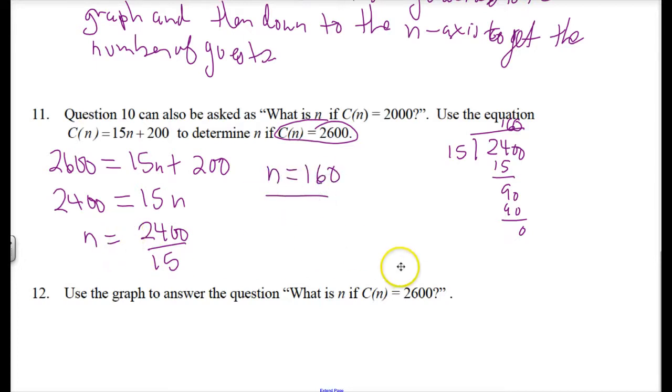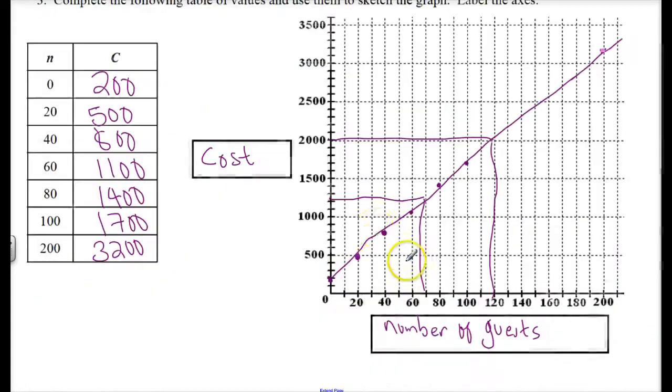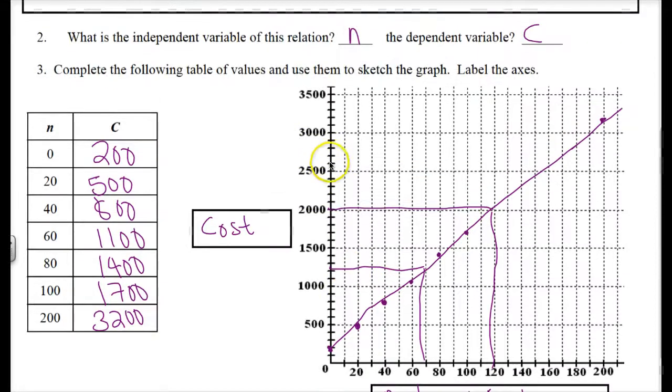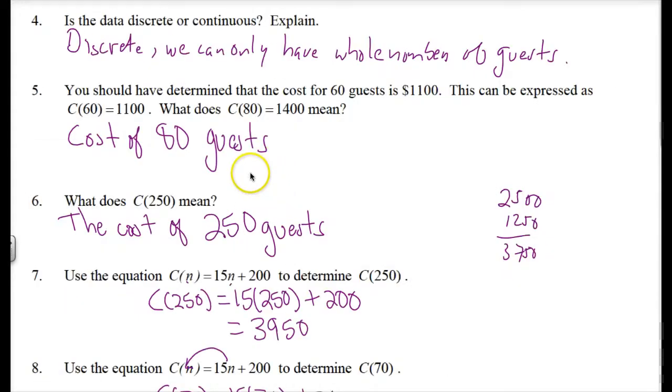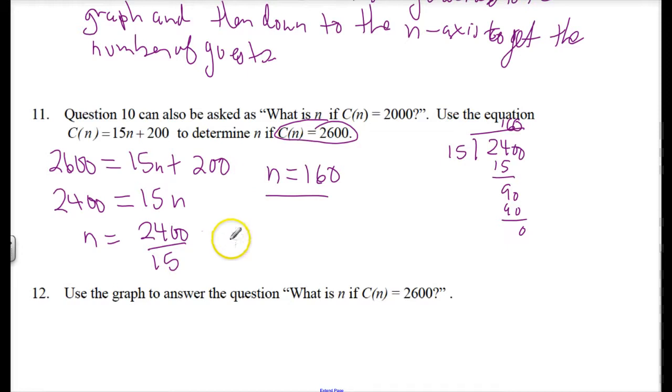Use the graph to answer the question, what is n if C of n is 2,600? Okay, so if the cost is 2,600, going to come across to here, and then down, and we get 160. So we can get the answer off the graph, we can get the answer from the equation.